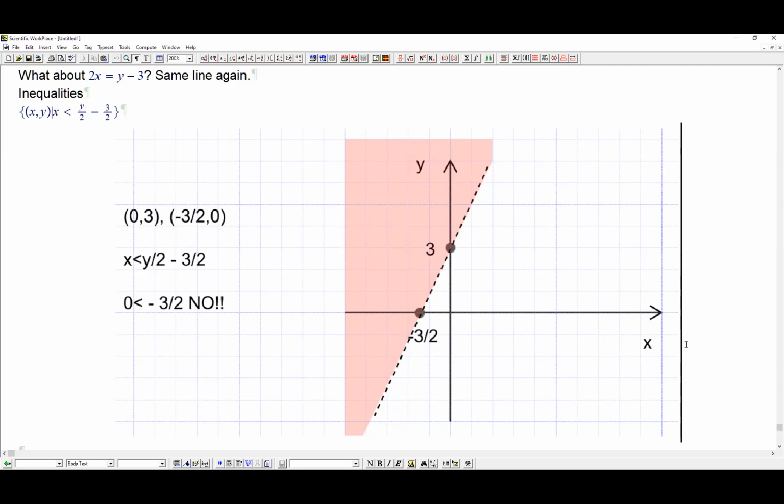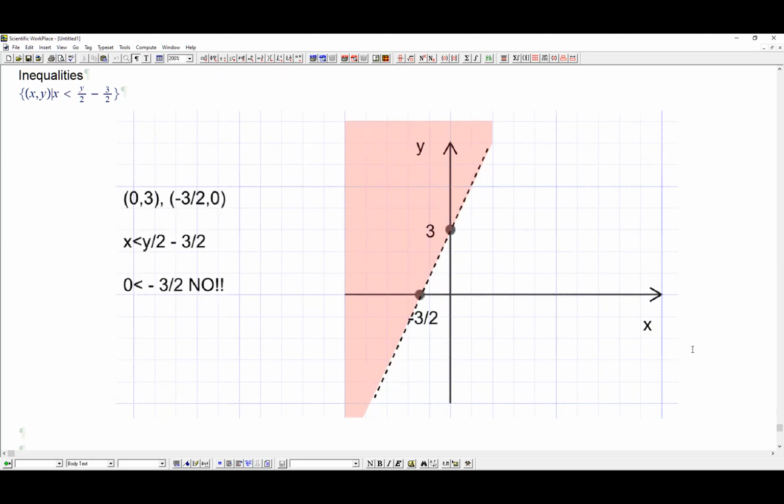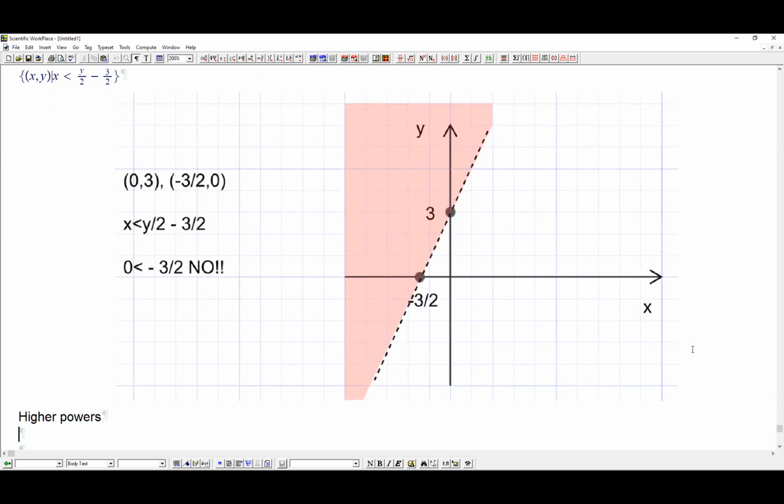Okay, so if everything is clear, we can go to higher powers. We're not talking about God or some other divinity, but powers of X. So, higher powers. So for instance, quadratic relations.